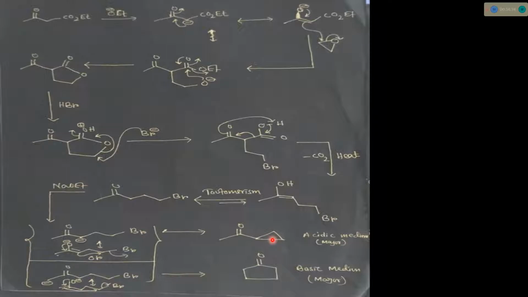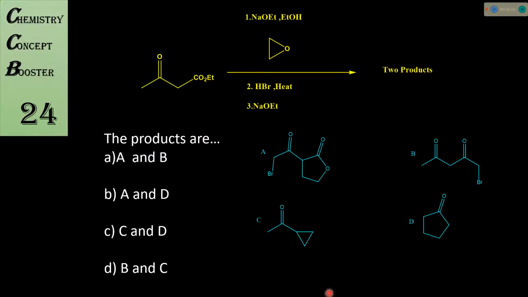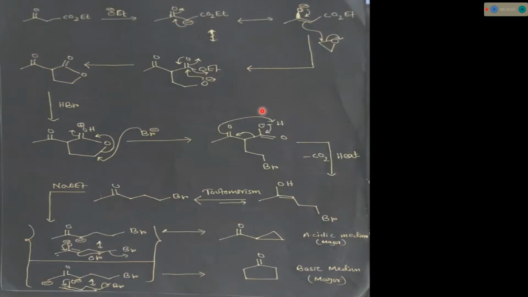So if in the last step we are using base, then this will be the major product, and this will be the minor product. But that percentage was not mentioned here. So in basic medium, this compound will give cyclopentanone as a major product, but in acidic medium, if in the last step, see, in the last step we are using any acids.